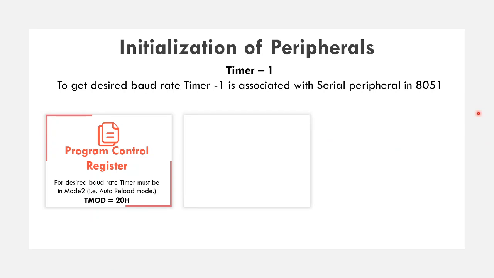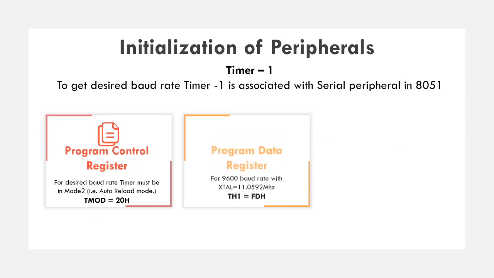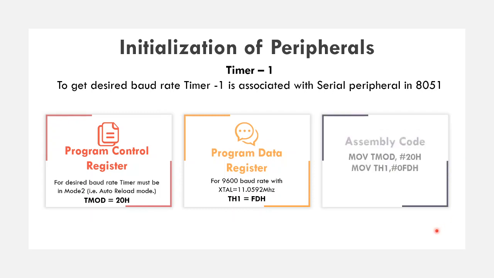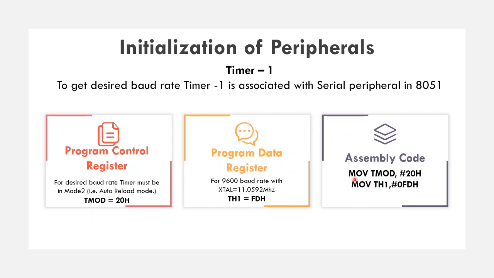Then to get the desired baud rate, we have to program the data register of timer 1. For 9600 baud rate at XTAL equal to 11.0592 megahertz, we have to put the hex value FDH in the TH1 register. So the code to initialize timer 1 will become MOV TMOD, #20H and MOV TH1, #0FDH. This is the assembly code which we have to write to initialize timer 1.